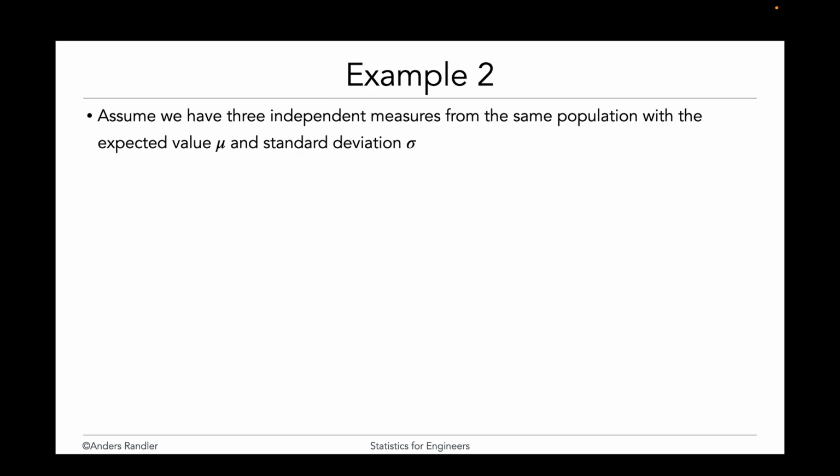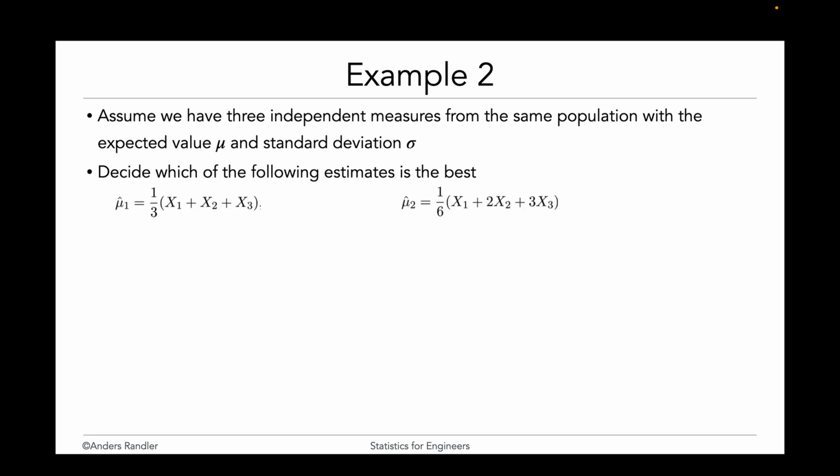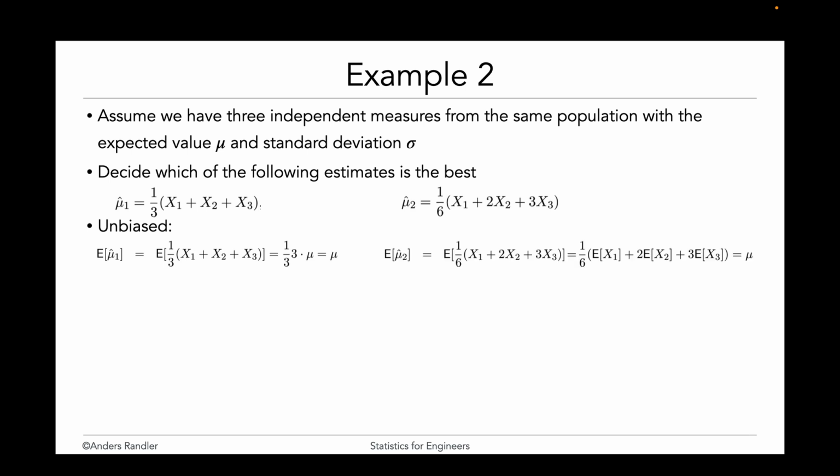Assume that we have 3 independent measures from the same population with expected value mu and standard deviation sigma. Decide which of the following estimates is the best. So this is the basic one. This is a slightly different one, where we've added some weights to the second and the third, and we're dividing by 6 because we have in total 6 x's in some way. Okay, so if we look at, are they unbiased to start with? Well, yes, the first one is, and the second one, yeah.